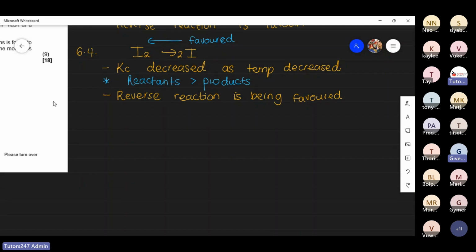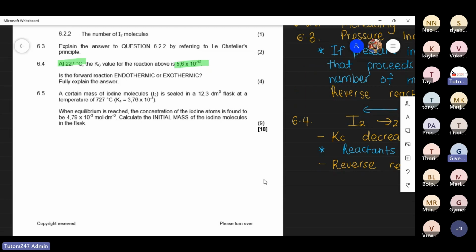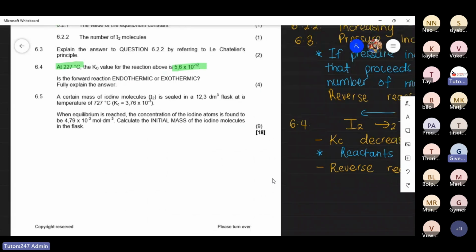You can see once more that even in the question, it states that temperature decreased. We just needed to figure out, is it the forward reaction that's exothermic or the reverse reaction? Because what did we previously state? We previously mentioned that a decrease in temperature favors the exothermic reaction. Our job was to figure out which is the exothermic reaction. Which reaction is being favored? Is it the reverse reaction that's being favored or the forward reaction that's being favored?